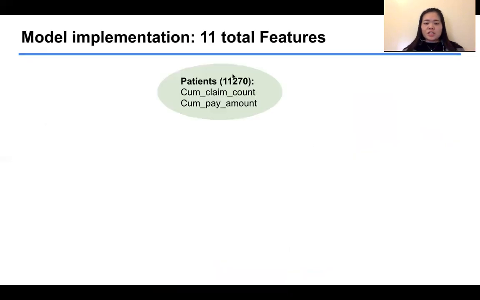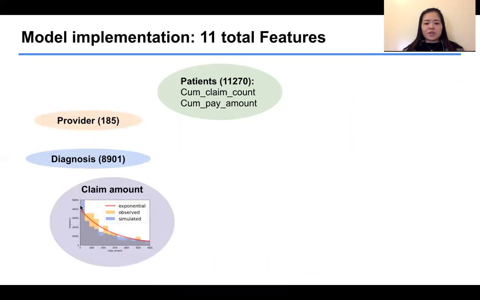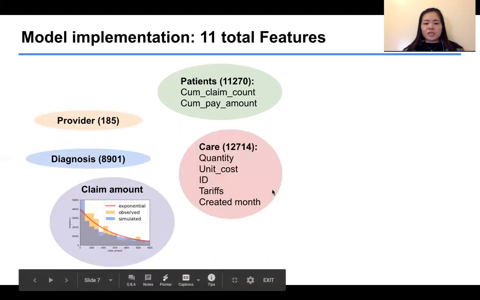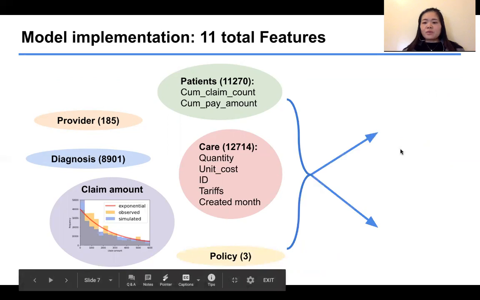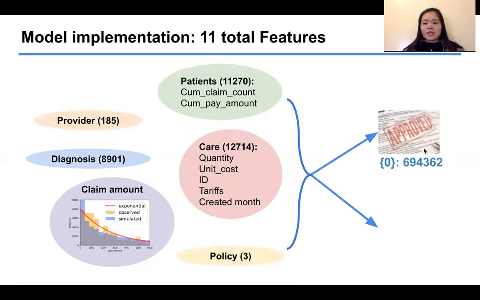First is patient, with over 10K unique values, and I engineered 2 features for that. Then provider, diagnosis, and claim amount, which complies with gamma distribution, and care, which has 5 features, and also the insurance policy. The outcome would be either the legal claims, which are flagged as negative, or false claim, which is flagged as positive.